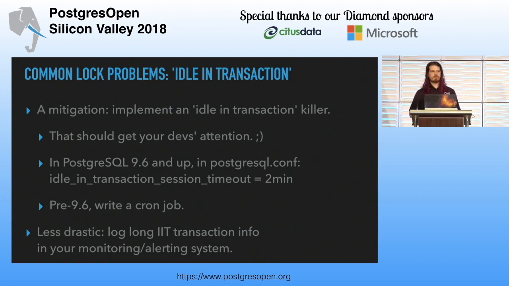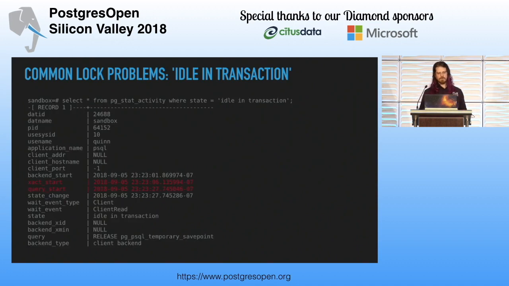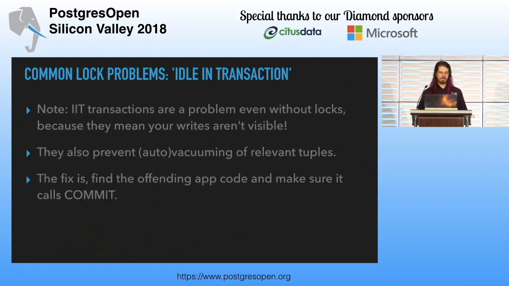If you're still in the pre-9.6 world, it's pretty easy to write a cron job that queries pg_stat_activity in this way, where, say, now minus transaction start is greater than interval 5 minutes or whatever, and then grab the PID from pg_stat_activity and kill that PID. Don't kill -9 it because you will then be crashing the backend, but canceling it's okay.